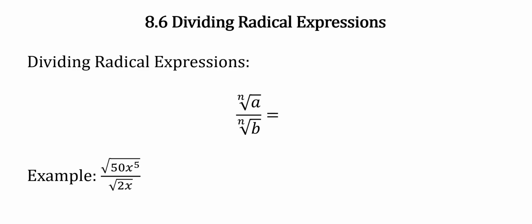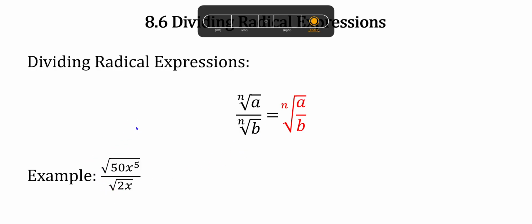Okay, so let's talk about dividing radicals. First thing we need to understand is that if you have the square root or nth root of a number over an nth root of a number, you can move them both into the same radical. So for example, over here, they're both square roots, so we can just make it one big square root.